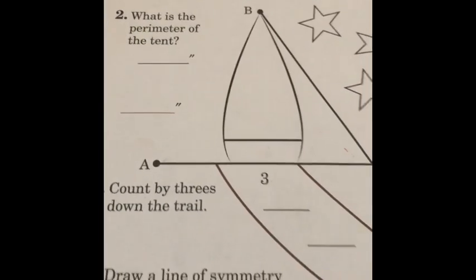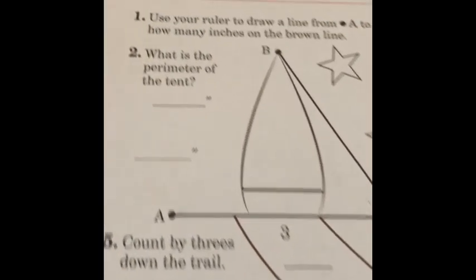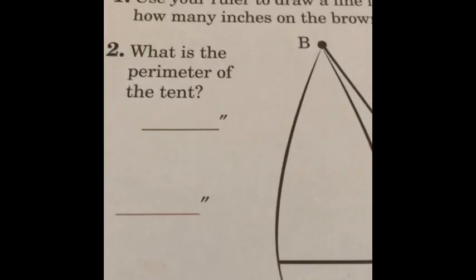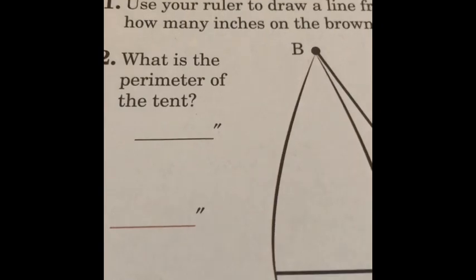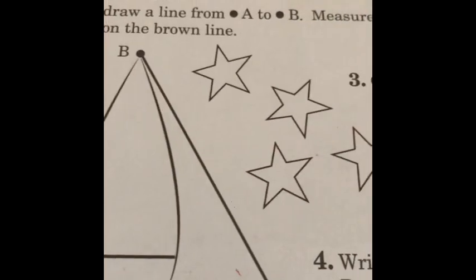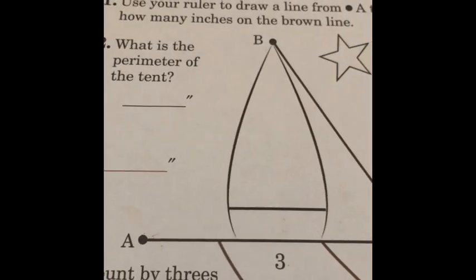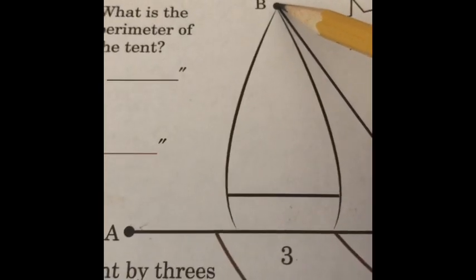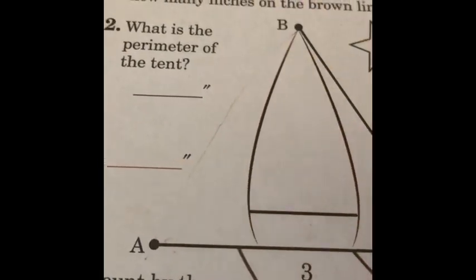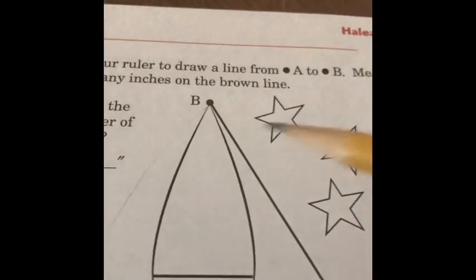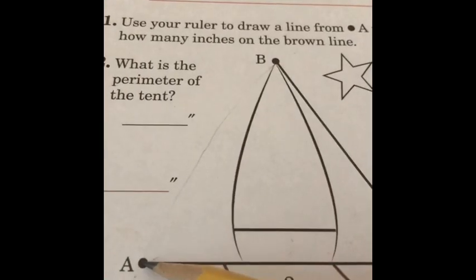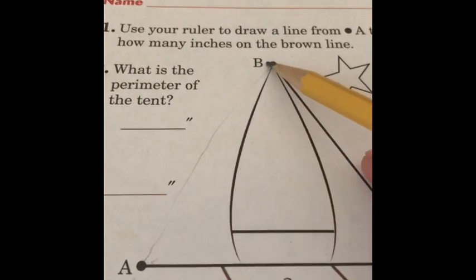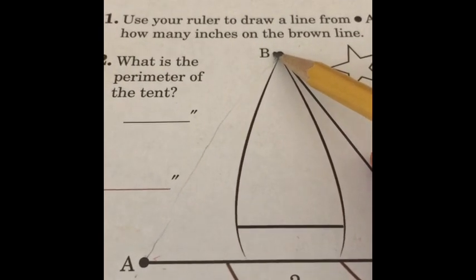Let's do the seat work side of the paper. Page 337 is a seat work side of the paper. Just going to go over how to do this. Use your ruler to draw a line from A to B. Measure the line and write how many inches on the brown line. Okay, so if you look at this, you are going to draw a line from A dot to B dot. Okay, you're going to measure that.